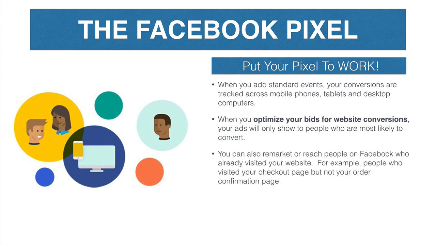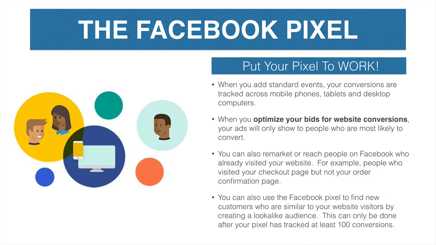And of course, like I said, you can also remarket your ads to reach people on Facebook that have already visited your website. So for example, people who visited a checkout page where they were initiating a checkout, they were about to check out, but they didn't finish placing their order. You can go back, retarget your ad to just those people that started the order but never finished, and entice them to come back and finish up. That's called a retargeting ad.